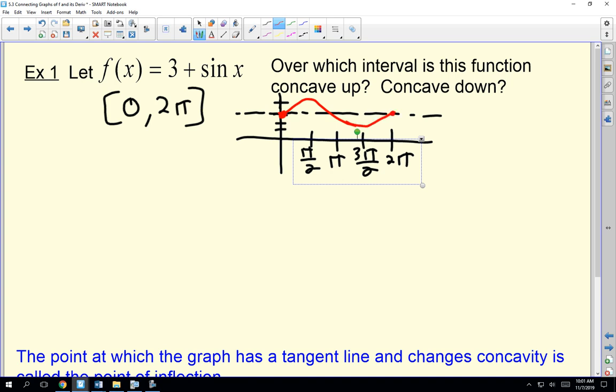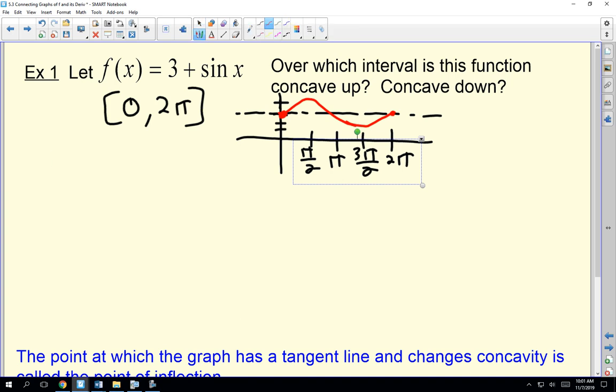So you could visually tell me it's concave down from 0 to something pi. But it's concave down in there, and then it's concave up also one time between pi and 2 pi. Over which interval is this function concave up, concave down? So how are we going to figure that out?